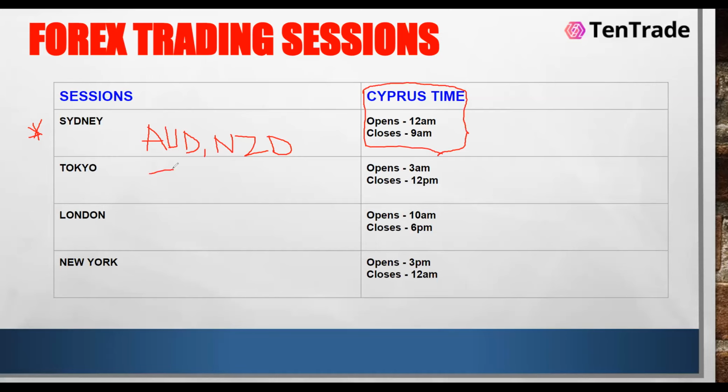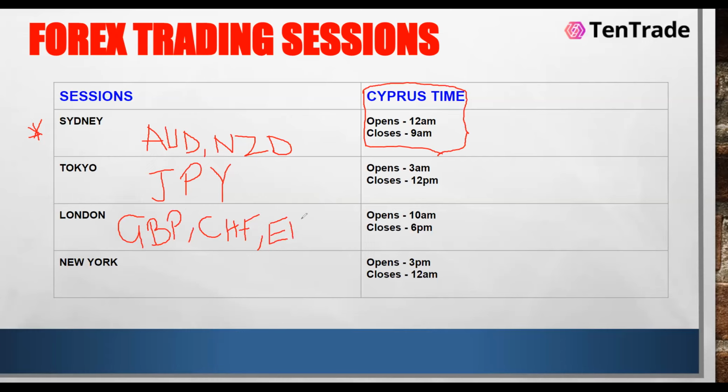The Tokyo session is the next trading session, and in Tokyo we have the Japanese yen. This is when activity starts majorly in Japan, because that's when they start business operations. In Nigerian time, this should be around 1 a.m. Then the London session is when business starts in the UK. You have the GBP, the CHF, which is the Swiss franc, and then the euro.